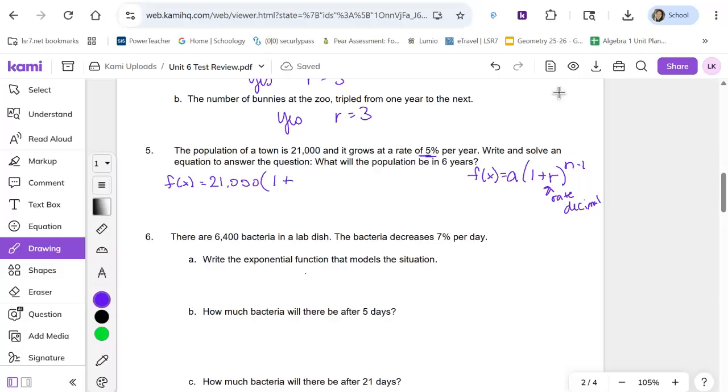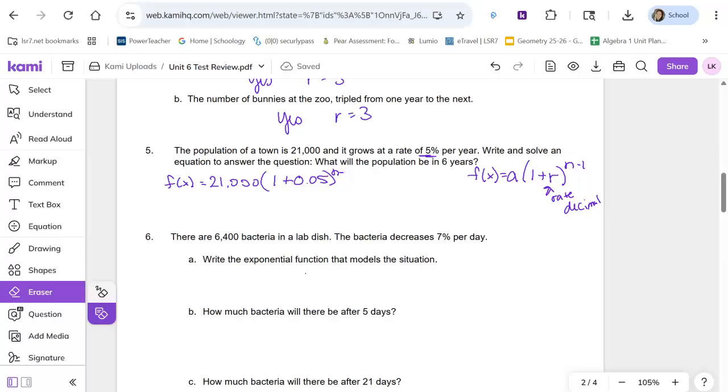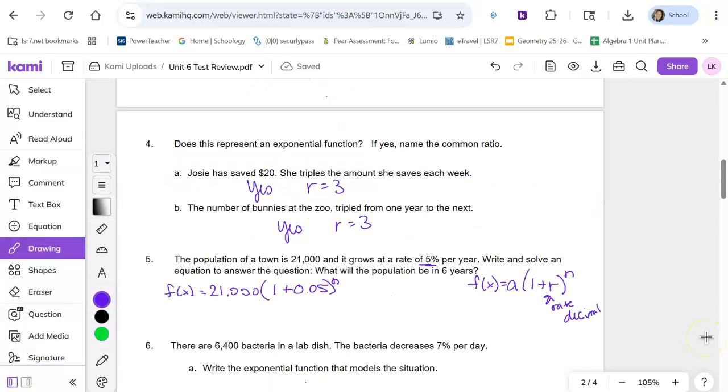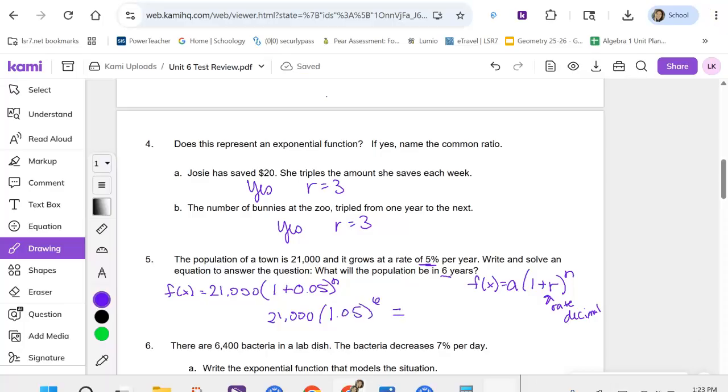Okay, so here we have f of x equals 21,000 times 1 plus, if I don't know how to make my percent into a decimal, I just take 5 divided by 100, which is 0.05, to the n. And I'm sorry, it is not the n minus 1. It is just to the nth power. So n is the number of years, so it'd be 6. So 21,000 times 1.05 to the 6th power.